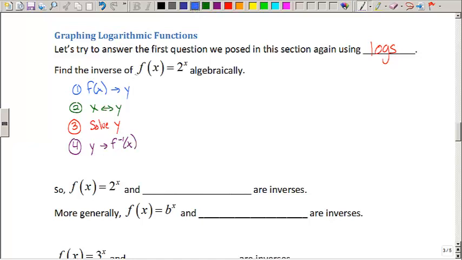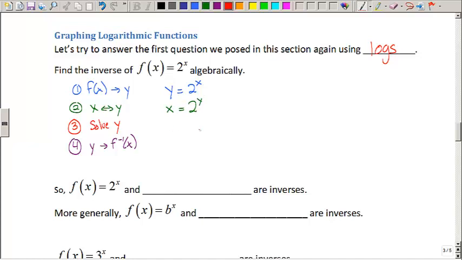So let's look at our function. f of x equals 2 to the x. Instead of f of x, I'm going to write y equals 2 to the x. Next, I'm going to interchange x and y. So the x goes where the y is, and the y goes wherever the x was.